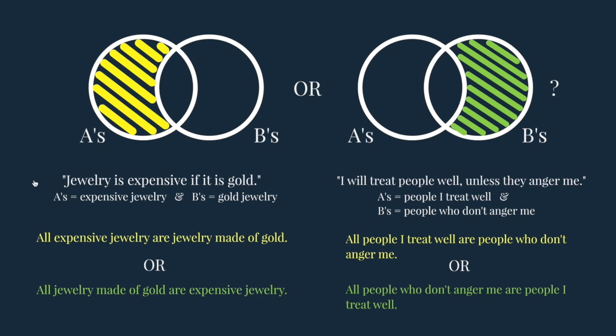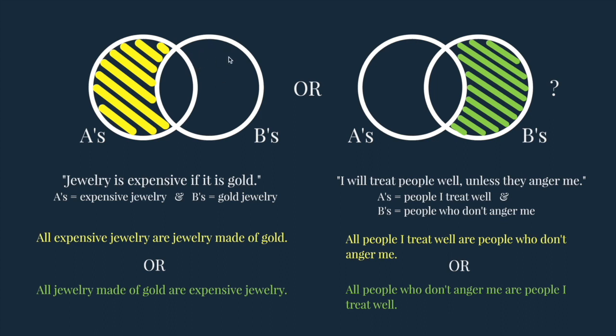So I'm saying jewelry is expensive if it is gold, and A is the expensive jewelry and B is the gold jewelry. Well, which of these represents that better? Am I saying, for example, in this one, well, let's see, jewelry is expensive if it is gold. Well, the B circle is the gold jewelry, but notice I have this whole region is open. That's gold jewelry, but not in the A circle, so not expensive jewelry.